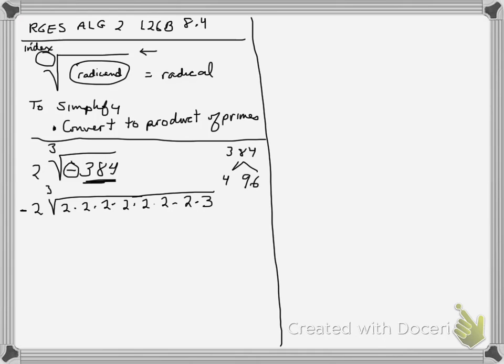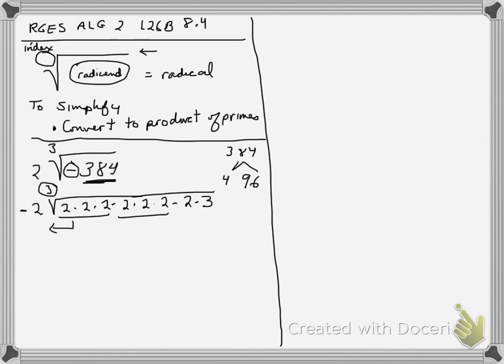And keep going. Once you've got it into primes, you put those primes under the radical. Because your index is 3, you're going to break it into groups of 3. There's a group of 3 2s. There's another group of 3 2s, leaving the rest under the radical because they don't form a group.